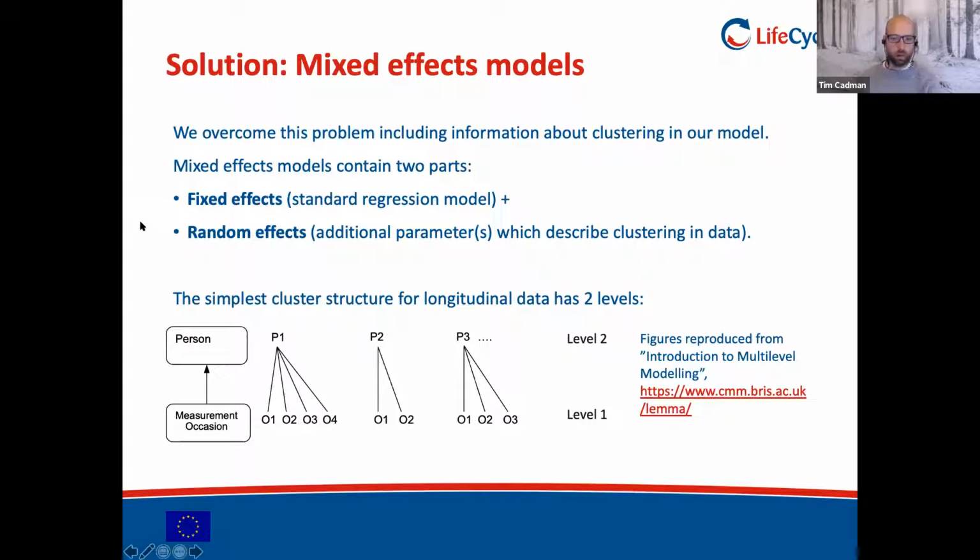Below, we've got an example of a simple cluster structure for longitudinal data. Level 1 is where the observations are, so this is each data point. Then we can specify that these observations are clustered within individuals. So individual 1 might have 4 observations, individual 2 might have 2 observations, individual 3 might have 3 observations. So we can describe the clustering we think is in the data, and we can include this clustering as information as part of our model.